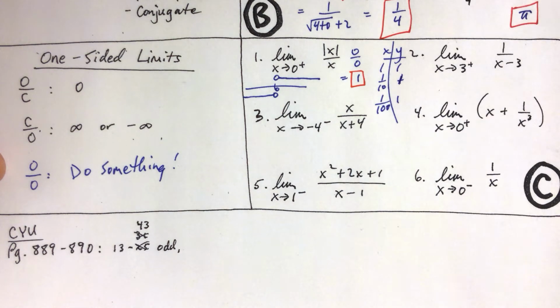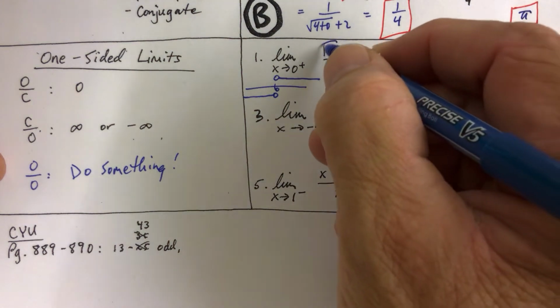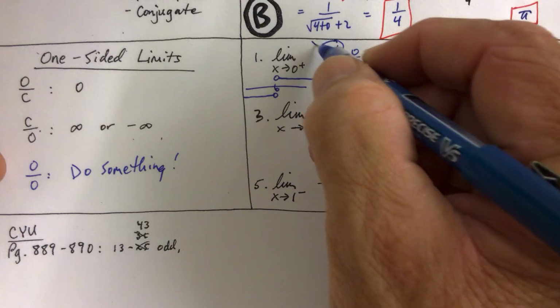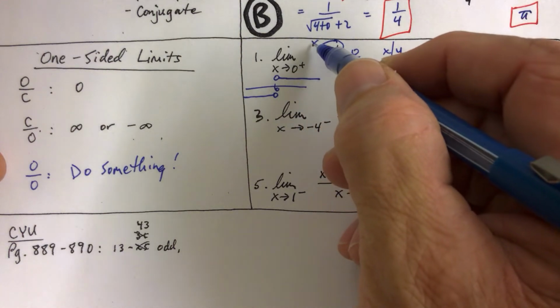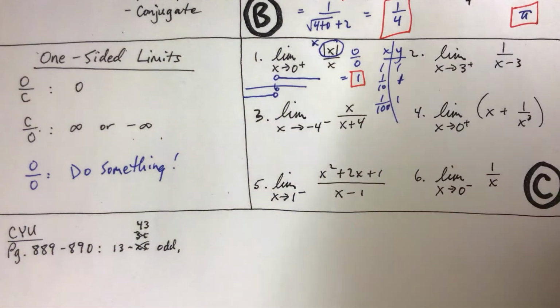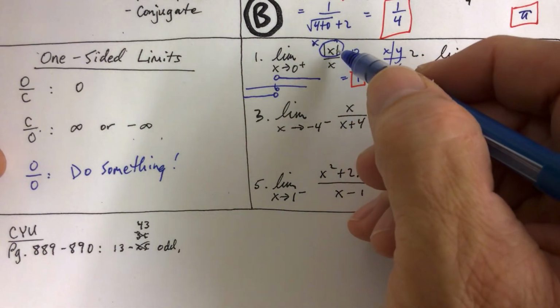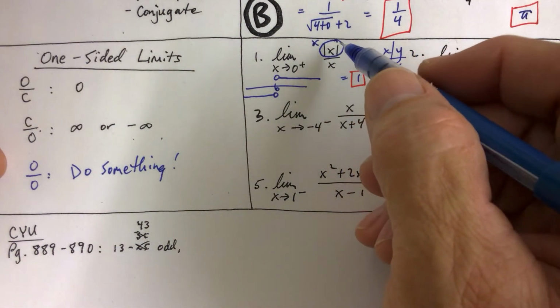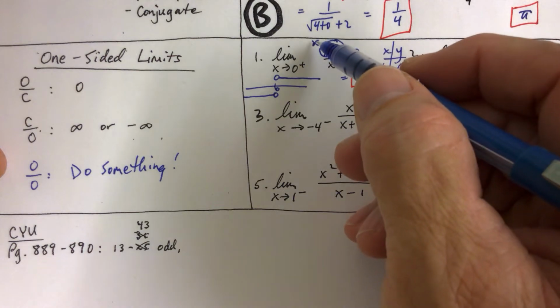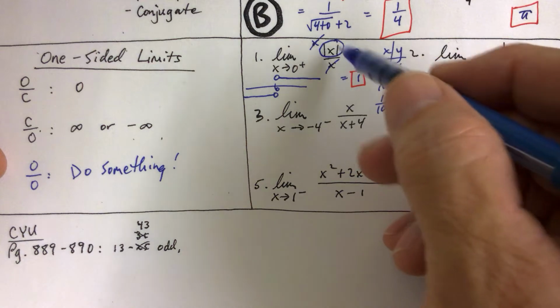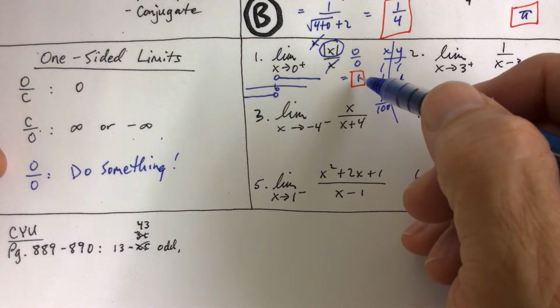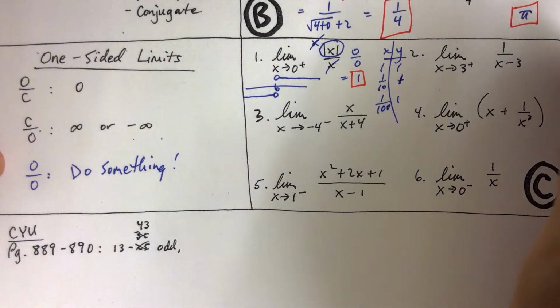You could also replace absolute value of x with just x, because x is greater than 0. As x is approaching 0 from the right, x is greater than 0. So the absolute value of x, like what we talked about in the very first video, is the same as x when x is positive. And then x over x cancels, so x divided by x is 1. And there's a third way to get 1 for that limit.